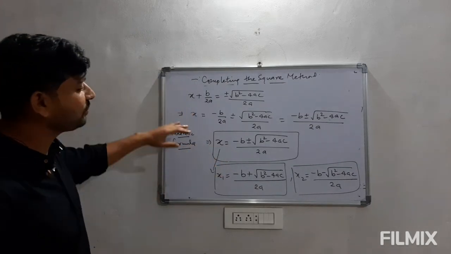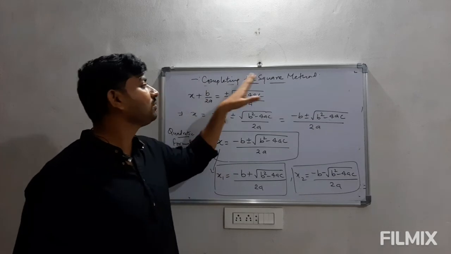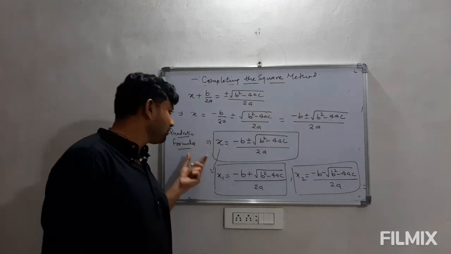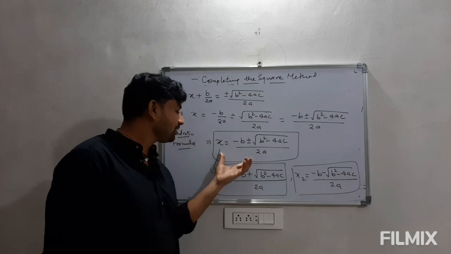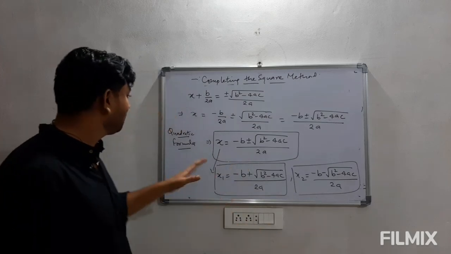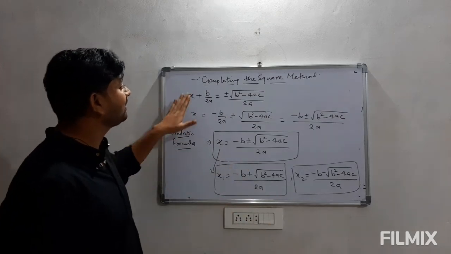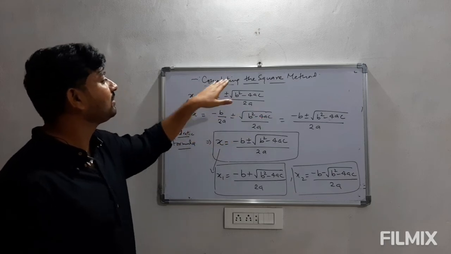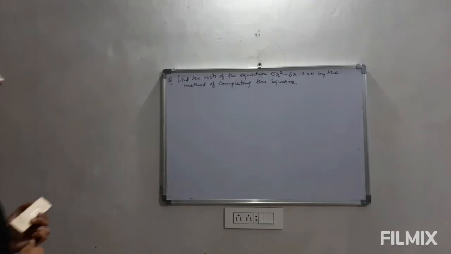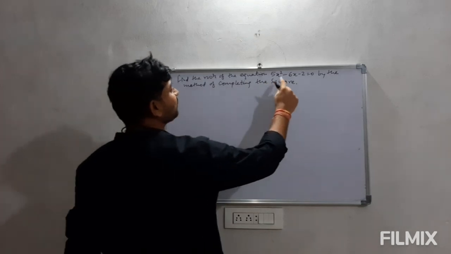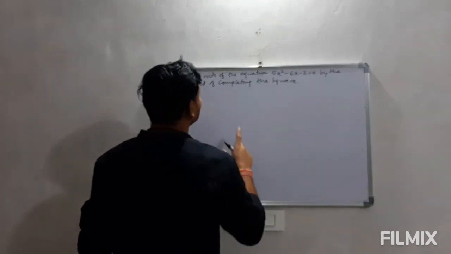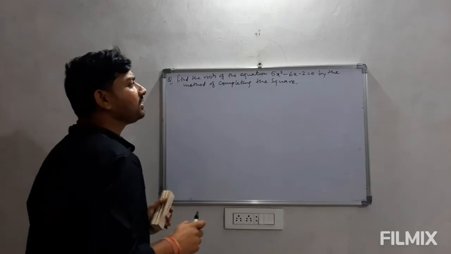So that whole process which I discuss here is nothing but completing the square method, by which we have derived quadratic formula. I will cover this up in the next part, but here I will be taking one example, and now we will try to solve that with the completing the square method. Find the roots of equation 5x square minus 6x minus 2 is equals to 0 by the method of completing the square.